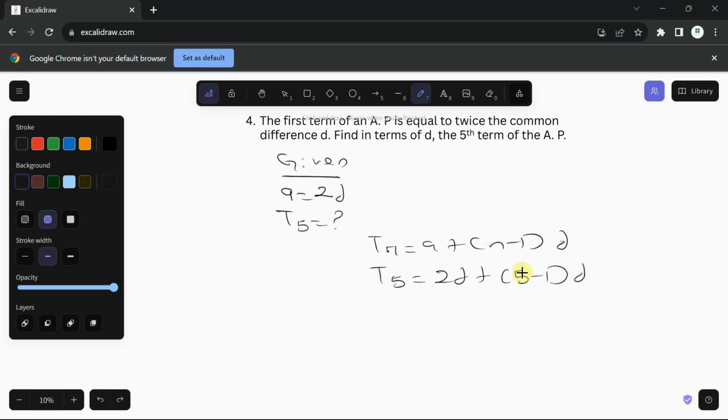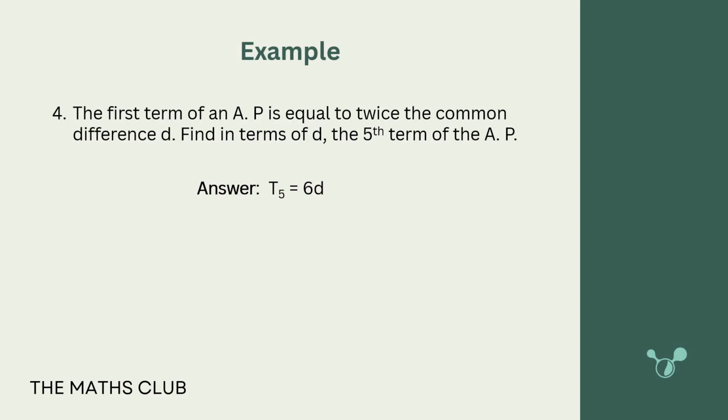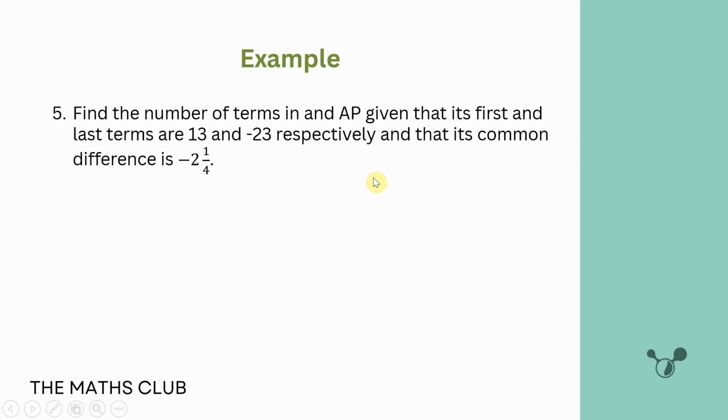We don't know what d is. And instead we should find the fifth term in terms of d. So our T5 is just 2d plus 5 minus 1, which is 4, and then 4d. So our T5 is 2d plus 4d is 6d. Right? So they said find in terms of d the fifth term. So the fifth term is what? 6d. Great.